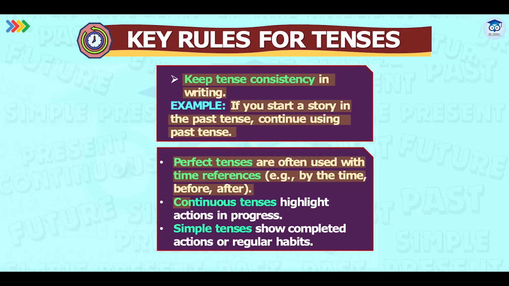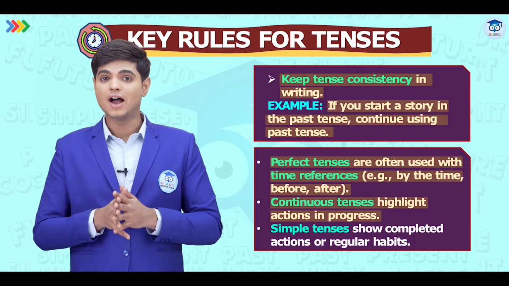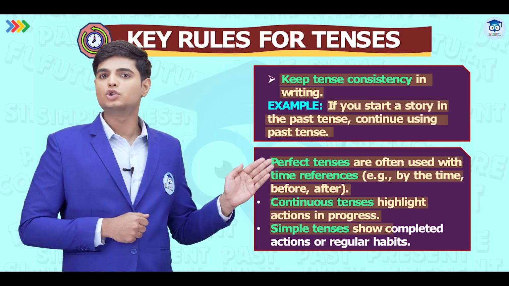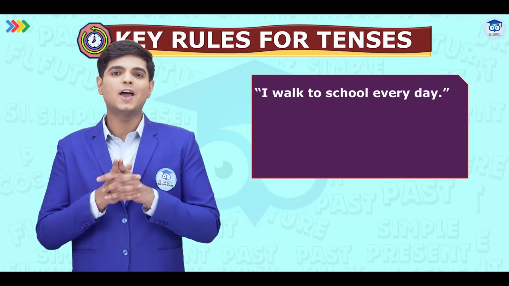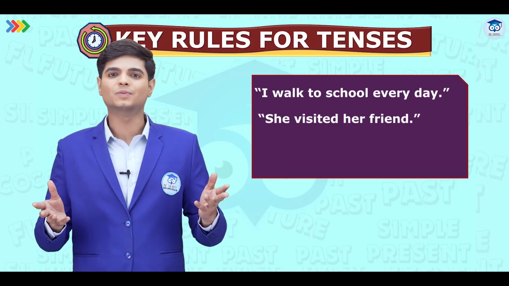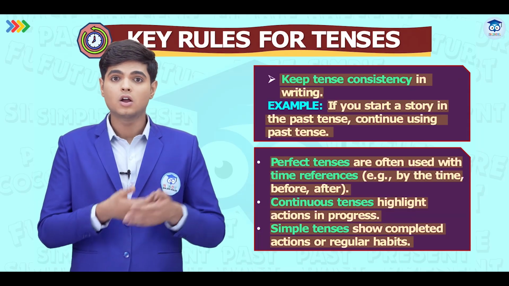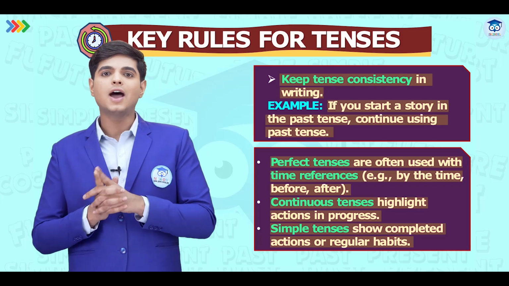Moving on. Continuous tenses are useful when you want to highlight actions in progress. These are the tenses with ing verbs like I'm reading or they were playing, and they show that something is still happening at a particular time. And finally, we have simple tenses, which are used to show completed actions or regular habits. For instance, I walk to school every day is a habit, while she visited her friend is a completed action. So, whether you're writing a story, a report, or just speaking, these rules help you use tenses correctly and clearly.